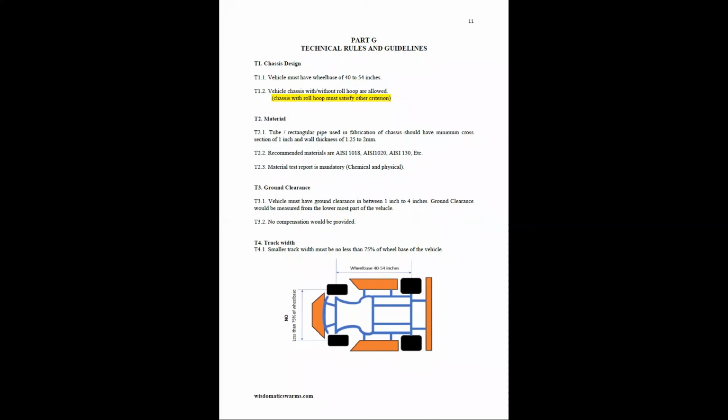For building of your cart, you can use tubes or rectangular pipes that are of 1 inch section with a thickness varying from 1.25 to 2 mm. The recommended materials are AISI 1018, 1020, etc. According to your understanding and knowledge, you can use them. But no matter which material you're using, you have to carry two test reports. The first one is the chemical test report, the second is the physical test report, that is passing your safety criteria.